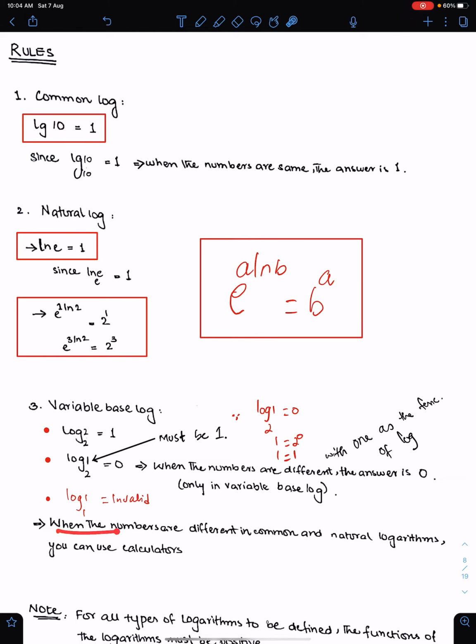Well, when the numbers are different in common and natural logarithms like this, 2, because the base is 10, so numbers are different. For example, 3, the base is e. So you can use calculator, and you have to use calculator to evaluate these type of logs.